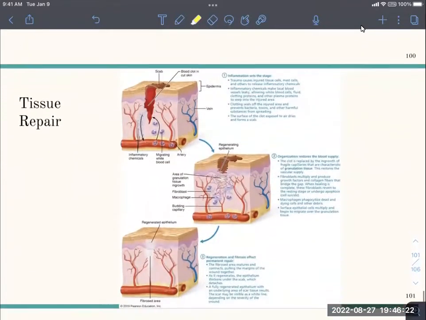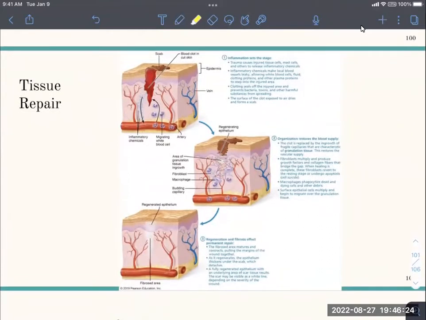Depending on what it is, we may have a scar, we may not. But here is the finished product. This is the fibrosed area that was cut open. We have our epithelial cells that all regenerated all through here, and they covered over the top, but because of this fibrosed area in here, this is what gives us a scar. So any scars that you see on your body, this is where they come from.